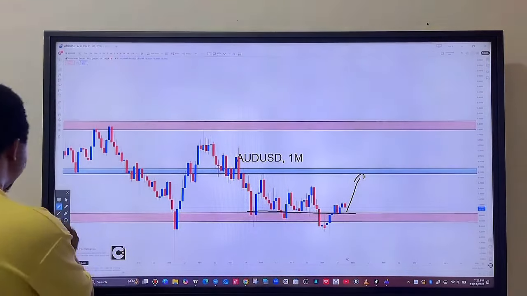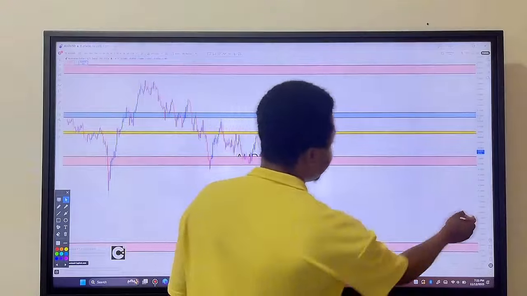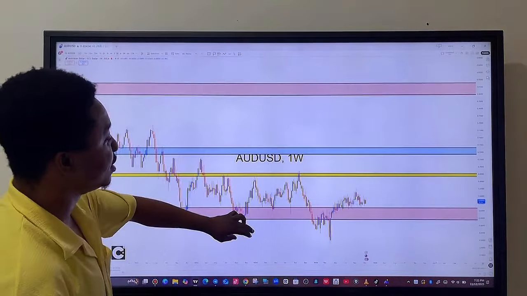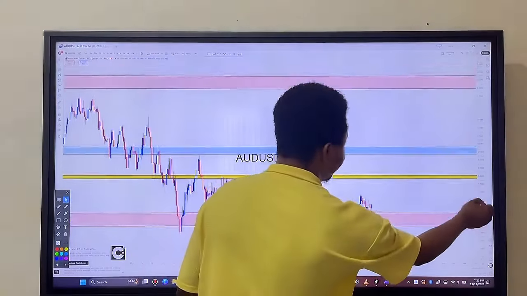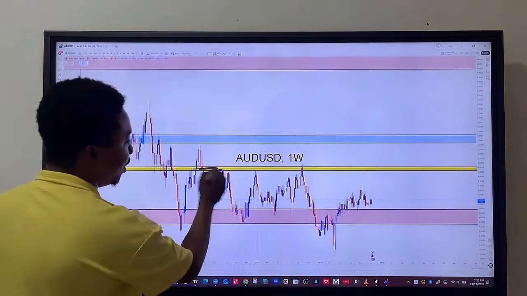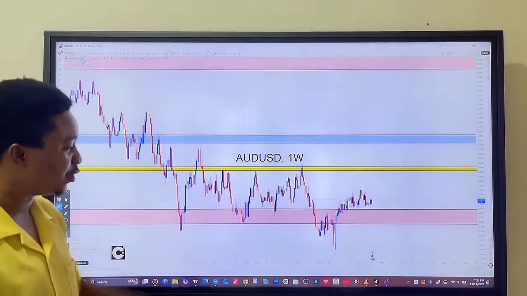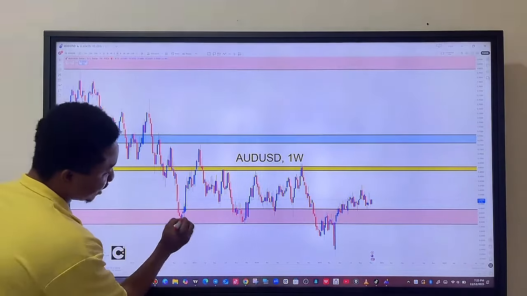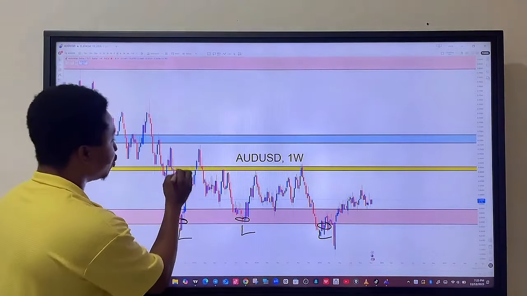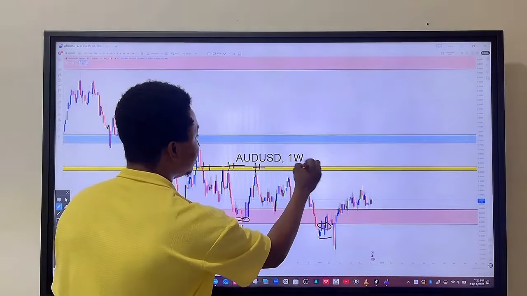Let's take it again to the weekly and add another meaning as well. Alright, so this is the weekly time frame of AUD USD. Now AUD USD on the weekly time frame, let's put meaning into it. If you look at the weekly of AUD USD, we have the weekly mid-range zone over here. And according to the weekly time frame, price is moving in a range or a consolidation. Why? Because there's buy pressure here, which we can call equal lows. There's also sell pressure here, which we can call equal highs.